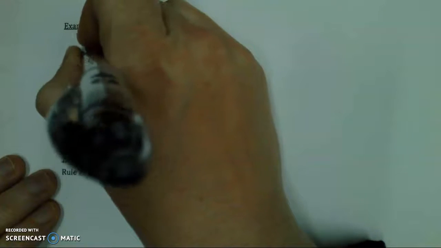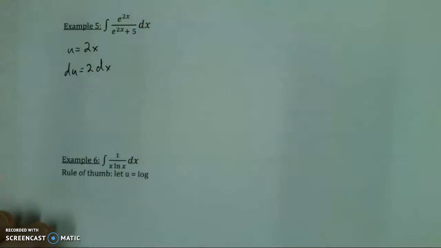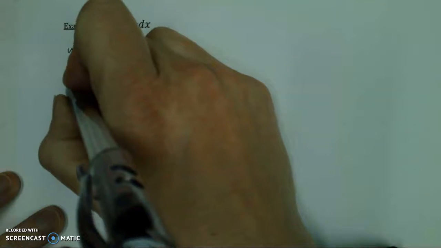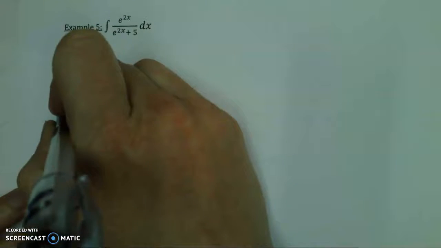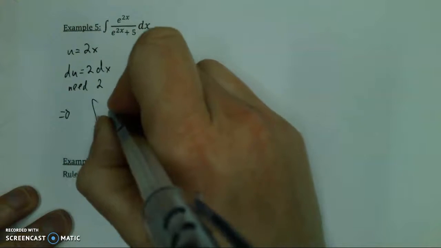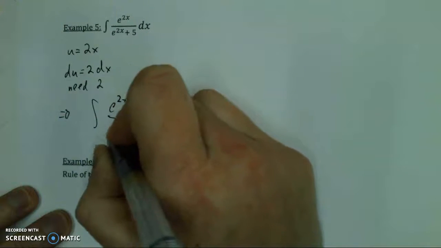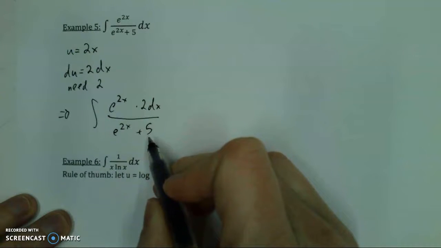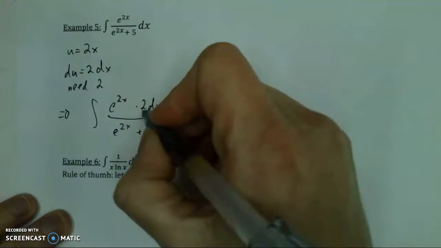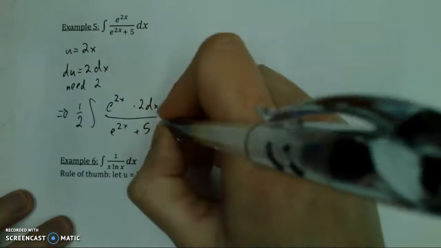Well, let's try letting u equal that exponent, 2x. Okay, well in that case I get du is 2dx. I don't have that 2 as a multiple, but it is just a constant, so I can get that without too much difficulty. And I would then get e to the 2x times 2dx over e to the 2x plus 5. I do note this plus 5 is not in the exponent, that is outside the exponent. Since I multiplied a 2 inside, I'd get a 1/2 on the outside.